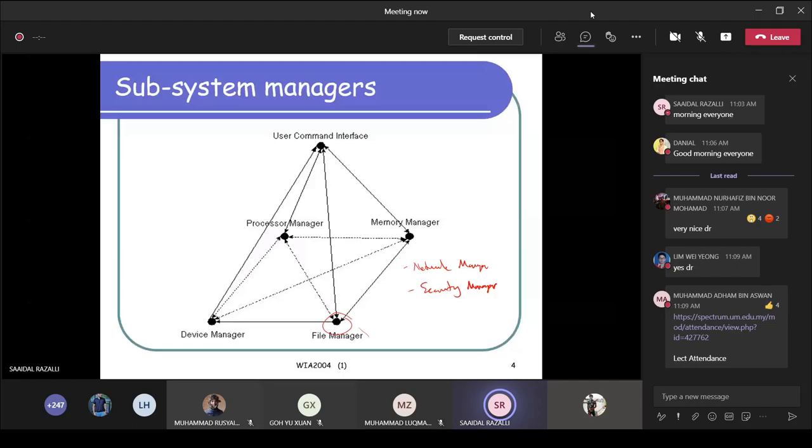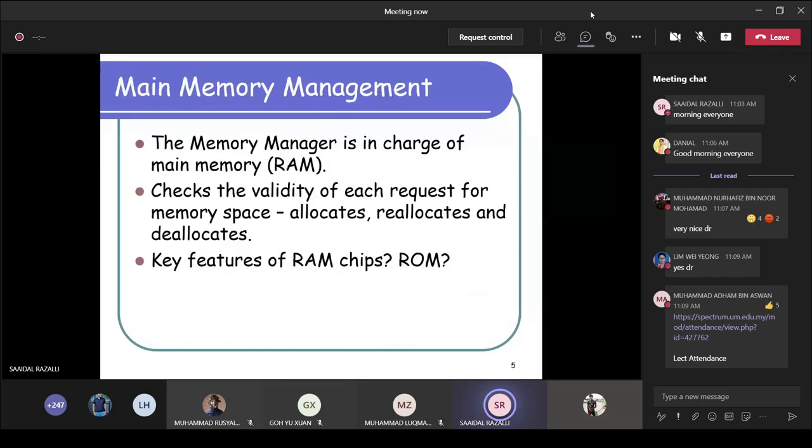The memory manager is in charge of main memory. It checks the validity of each request for memory space, allocates and reallocates. This is your main memory. Some of it you allocate to the OS, which you cannot accidentally or unintentionally alter. The rest is the space where you allocate jobs: this one is job one, this one job two using bigger memory, and job three. After job one finishes, you enter job four, job five from the queue, so job four goes here. This is the basic operation, but in detail it's not exactly like this. Some have fixed memory allocation, some are very flexible. We will learn about that in the next lecture.